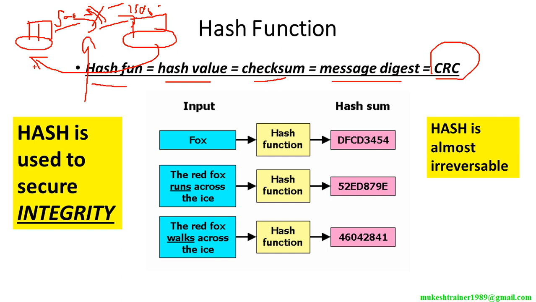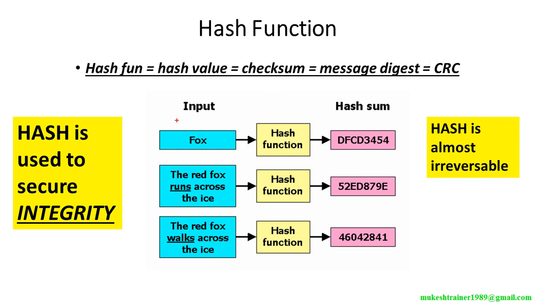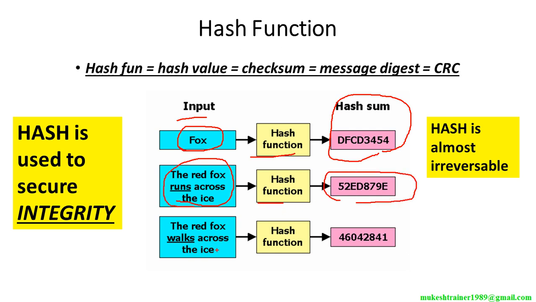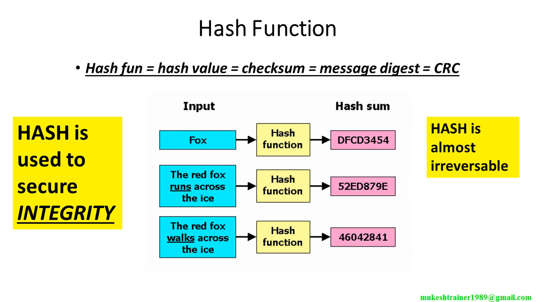The data is not tampered. So a hash value is basically used to secure the integrity, but a hash is almost irreversible. Next is input. Somebody writes "fox"; through the hash function, "fox" becomes a hash sum, something like DFCD and so on. "The red fox runs across the ice" will become another hash. "The red fox walks across the ice" again produces something different. So that's a hash function.